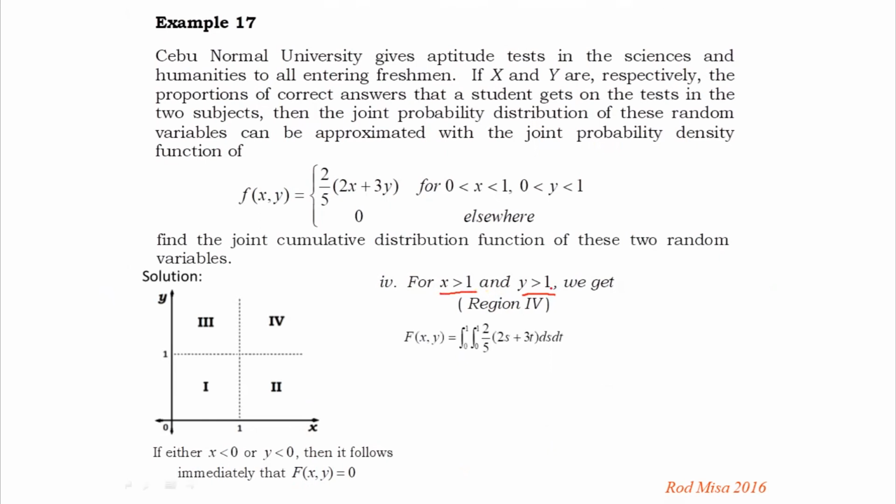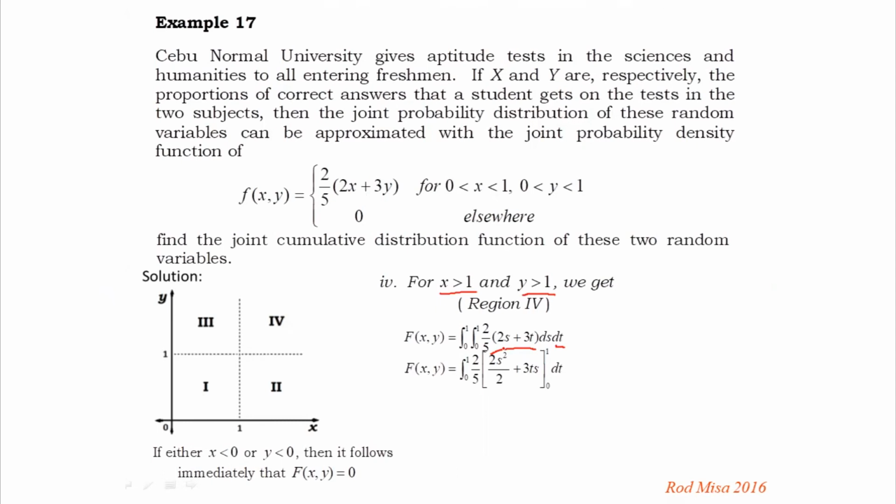So setting our double integrals, we have to integrate our joint PDF of 2/5 times the quantity of 2s plus 3t with respect to s from 0 to 1, since our x is greater than 1, so it's full for the domain of x. And then integrate also with respect to t from 0 to 1, since our y is greater than 1, so it's full also with respect to y.